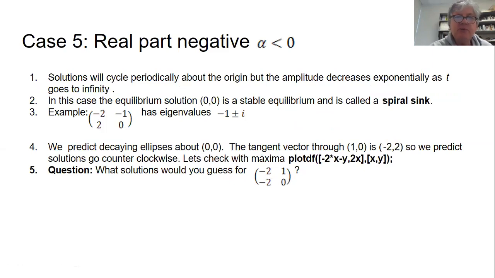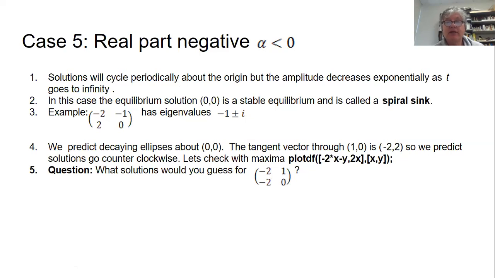Okay, so what happens if the real part is negative? Solutions will still cycle periodically around the origin, but we're multiplying by a negative exponential, so the amplitude of these cycles is going to decrease exponentially as t goes to infinity. Okay, so in this case, the origin is a stable equilibrium. We have no qualms about calling it that. And it's called a spiral sink.